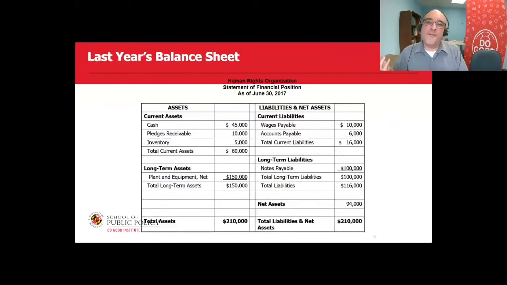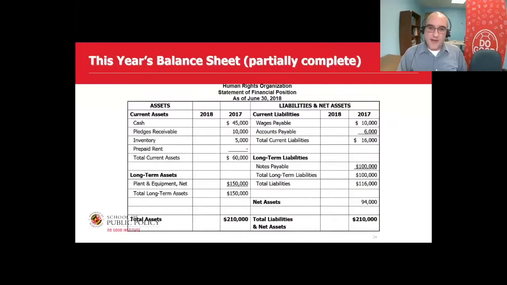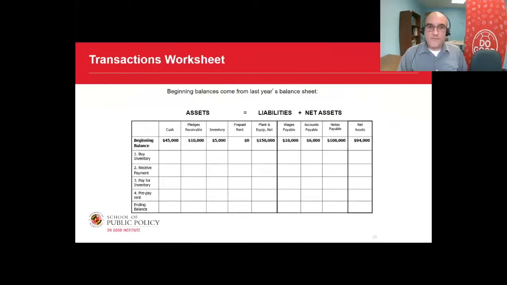So here's our example of the Human Rights Organization's balance sheet for the previous year. You've seen that before. I'm not going to go into that much detail about it. The thing to keep in mind is that the entries from the previous year, from 2017, become the beginning balance for the transaction record for the current year.